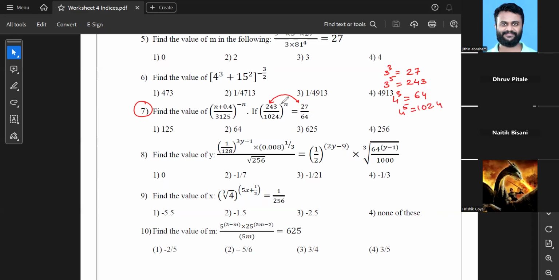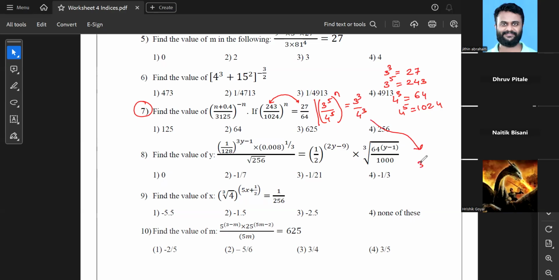So what I can do, I can rewrite this equation as 3 raised to 3 upon 4 raised to 3 raised to n. No, this is 6, my bad. I'll just erase and write again. It's 5, yeah. 3 raised to 5 and 4 raised to 5, raised to n, is equal to 3 raised to 3 upon 4 raised to 3.